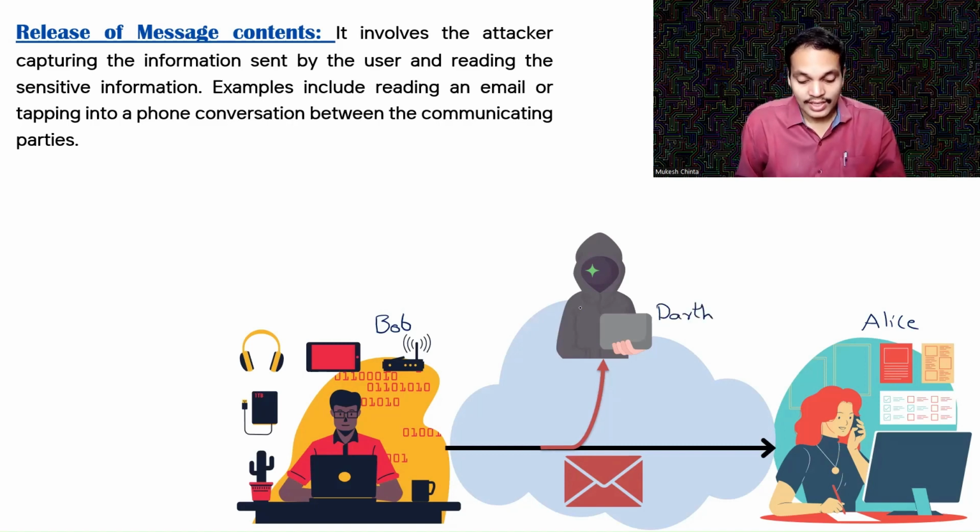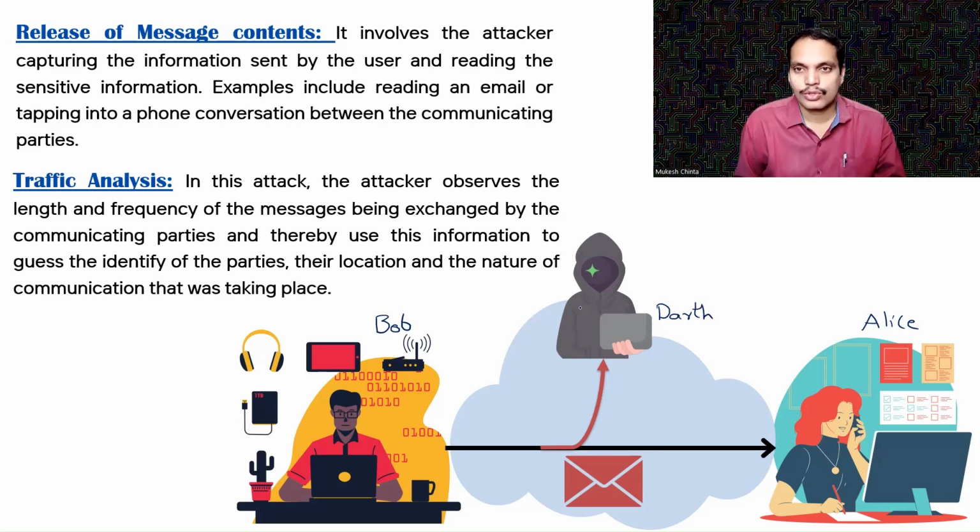The second variant is also called traffic analysis. Here also, the attacker simply monitors the ongoing communication between these two parties. And once he has collected enough information by doing this traffic analysis, he will be able to deduce the identity of the communicating parties, who is Bob, who is Alice, what they are talking, at what time they are talking, how much time they are talking. All those kinds of things can be deduced by doing a traffic analysis.